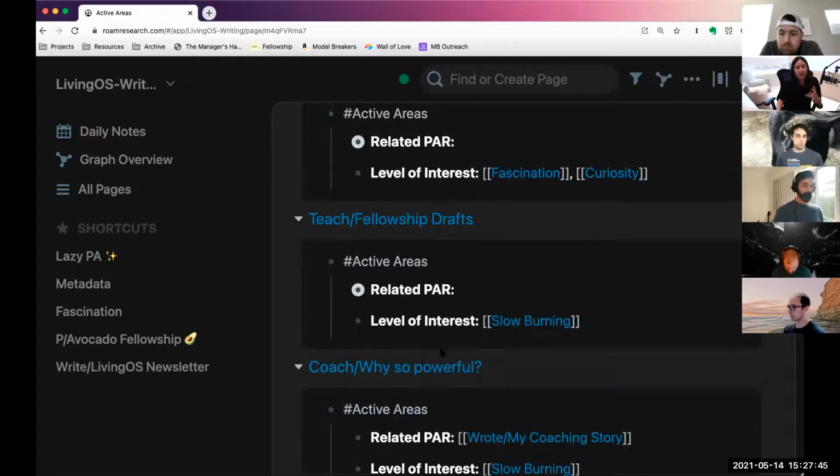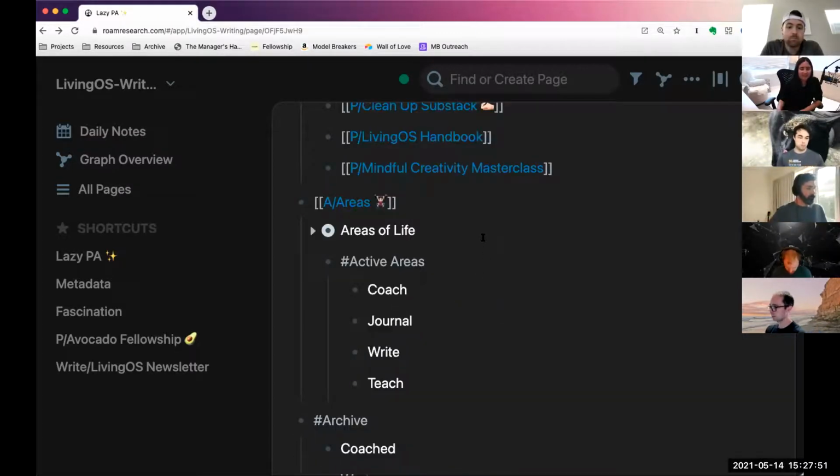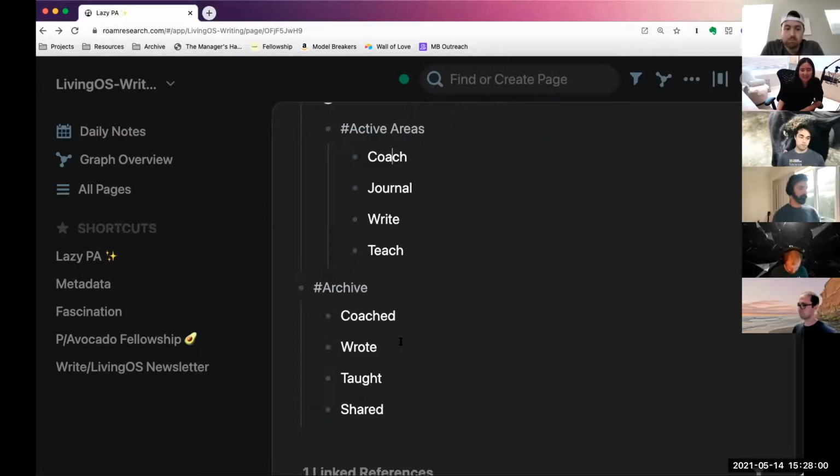So this is basically how I organize information and using verbs that mean something to me. So that's why I say productivity is really personal, because I think I've never seen anyone do that, but it works super well. And the other thing is that my archive is using past tense of the area. So I would say coached, blah, blah, blah, wrote, blah, blah, like taught.